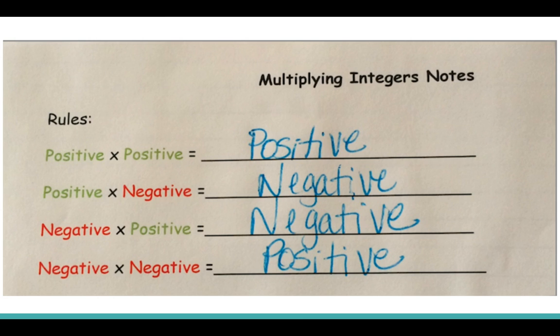Anytime you have two positive numbers and you multiply them together, you end up with a positive answer. Anytime you have a positive times a negative, you end up with a negative answer. Anytime you have a negative number first and a positive number second that you're multiplying together, you still get a negative answer. Anytime you have a negative times a negative, you always get a positive answer.